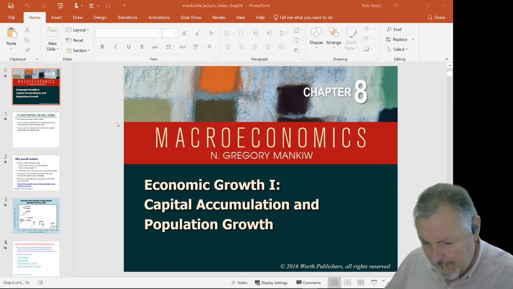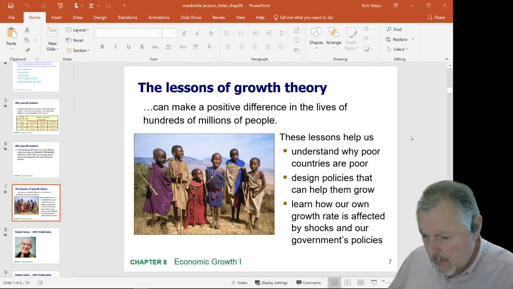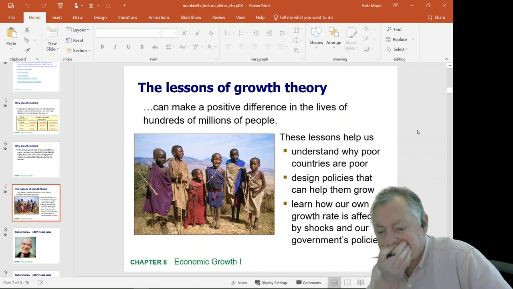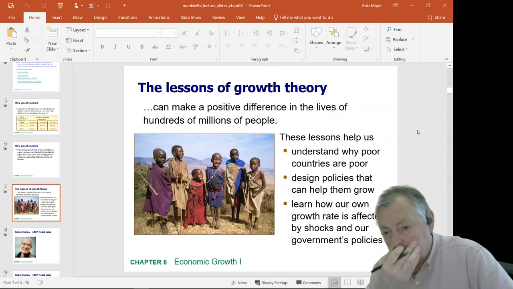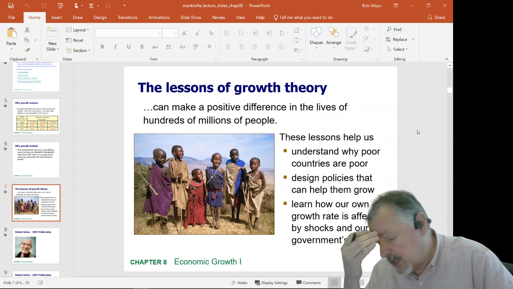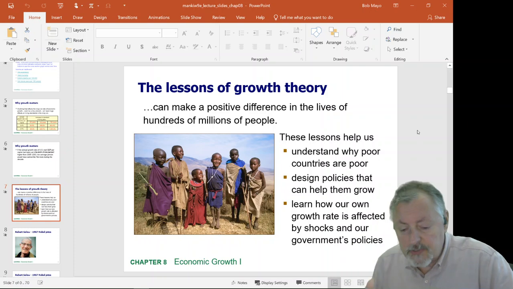First, why should we study economic growth? Why some countries are prosperous, become prosperous, and others do not, really is the core question of all macroeconomics.